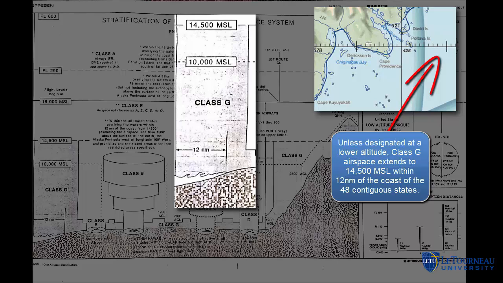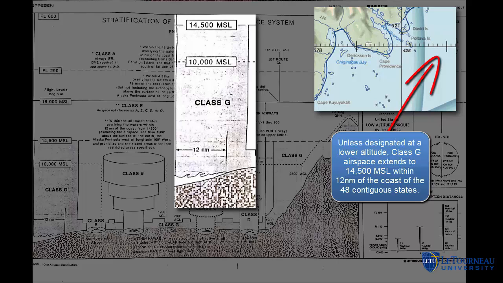As always, if we look at the sectional chart and it depicts the Class Echo floor at 1,200 or 700 AGL, then we know that Class G airspace extends up to that floor but does not include it. So it would be like 699 or 1,199 for Class G in those situations. So just look at your sectional chart for these depictions. It should make sense what you're seeing.